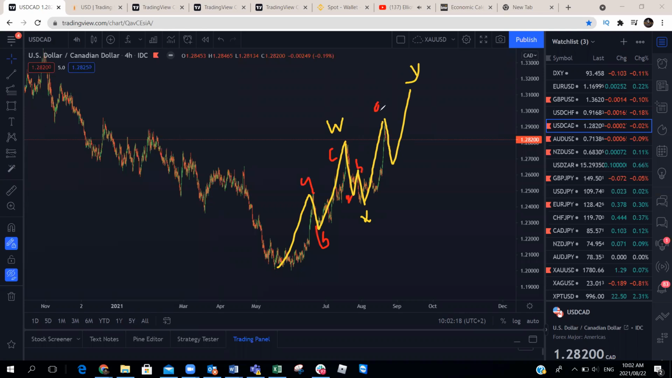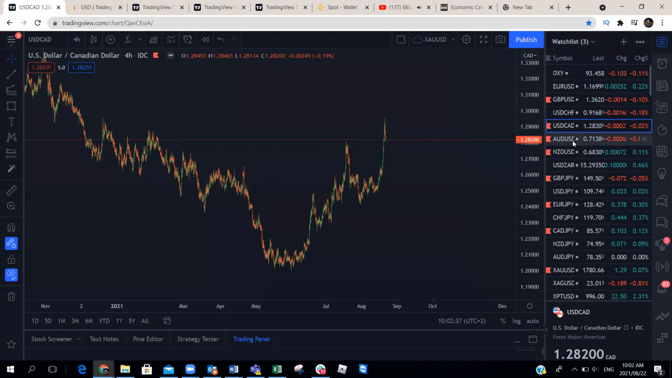And we're expecting this to be another ABC corrective structure. So a pullback is imminent in the next coming session as far as US dollar CAD is concerned. We'll expect more upside after the B wave is complete, the B wave in red. Right, so that is US dollar CAD.